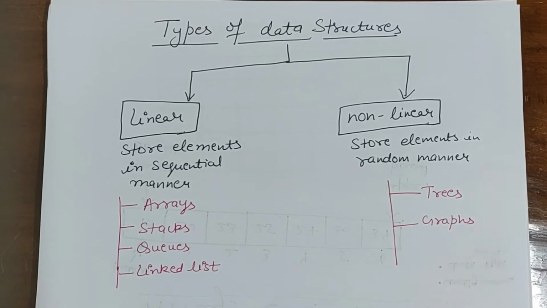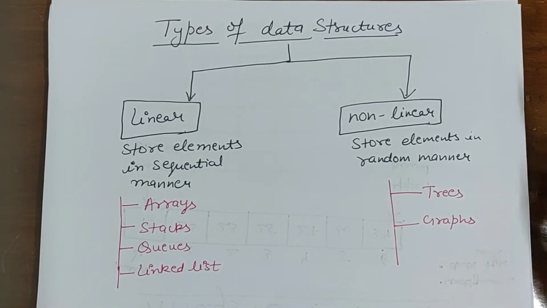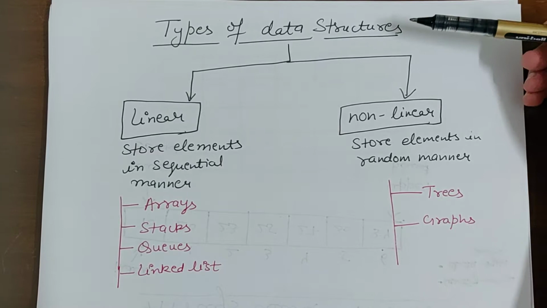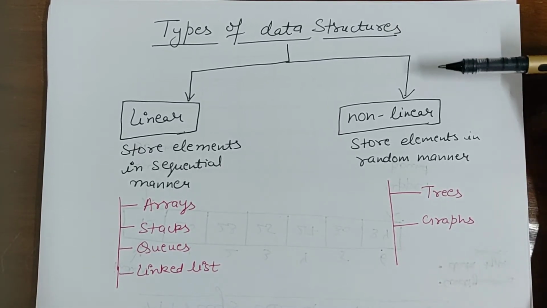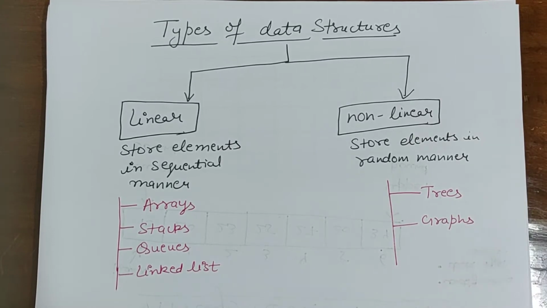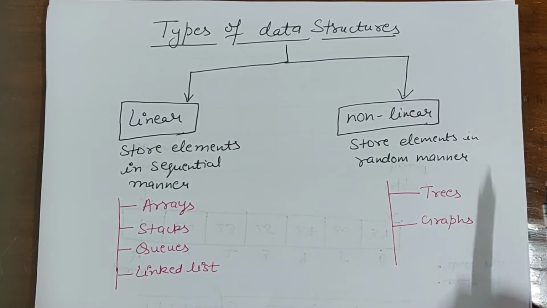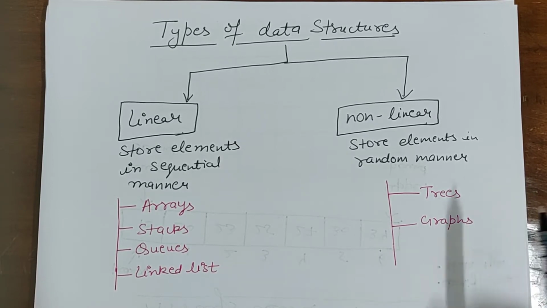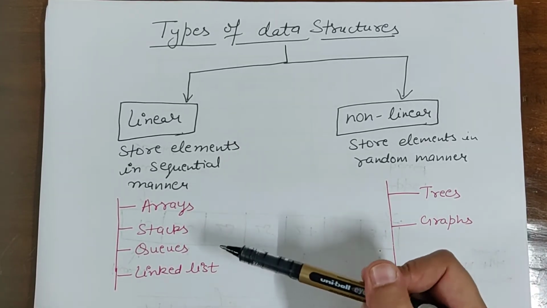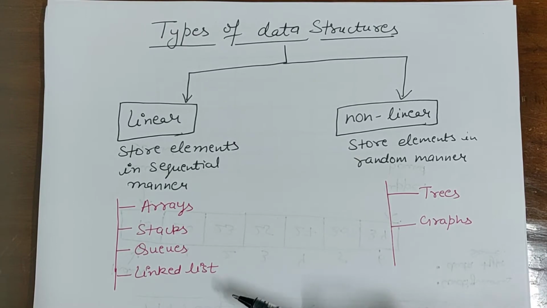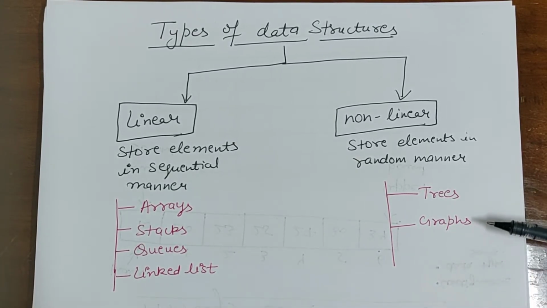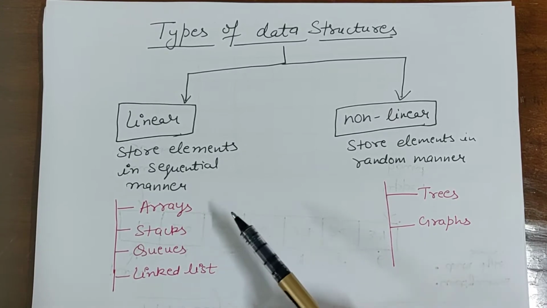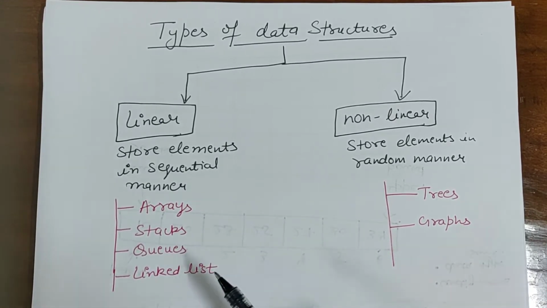Next topic is array data structure, and before that I'll quickly tell you about types of data structures. There are two types, linear and non-linear. Linear means the elements are stored in sequential manner, and non-linear means the elements are stored in random manner. In the category of linear we have arrays, stacks, queue, linked list data structure, and non-linear we have trees and graphs. So let's discuss array in detail in this particular video.